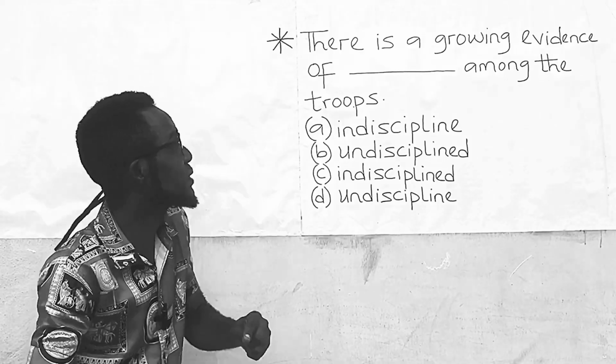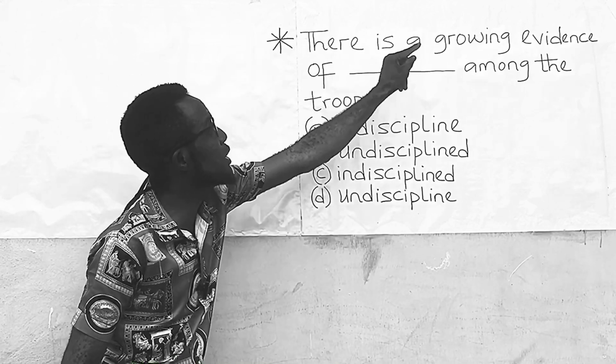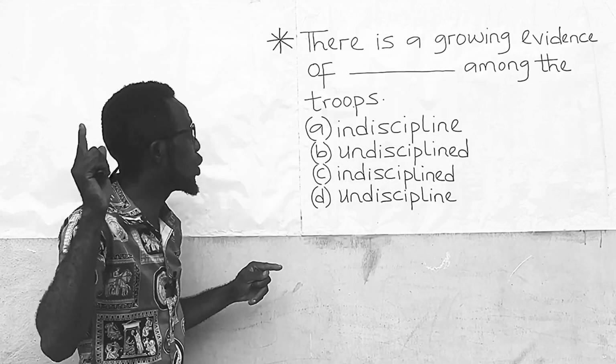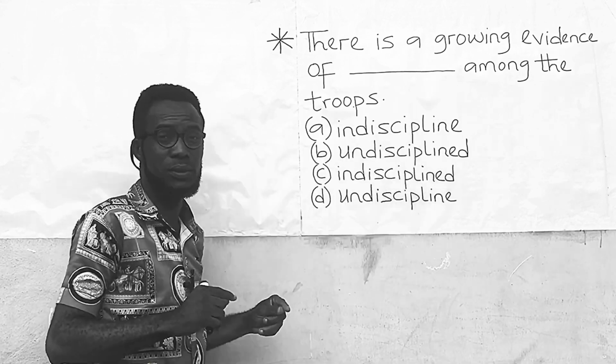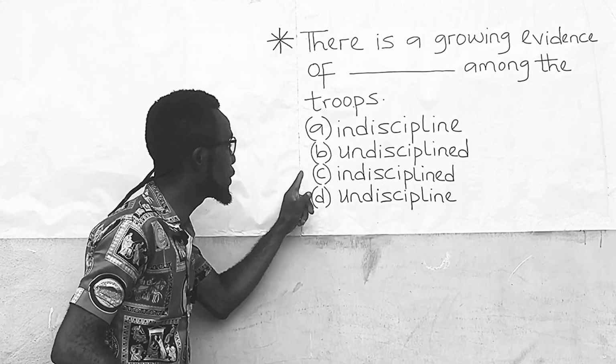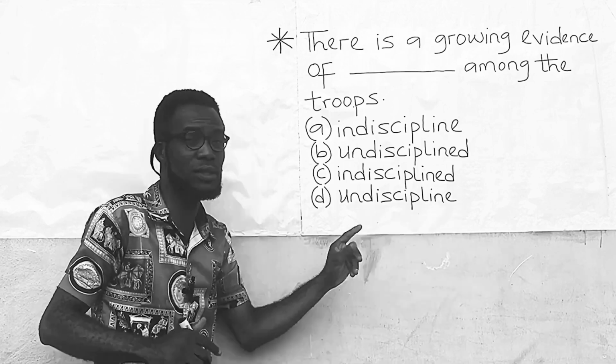Let us look at this question. It reads, there is a growing evidence of dash among the troops. Option A, indiscipline. Option B, undisciplined. Option C, indisciplined. And option D, undisciplined.